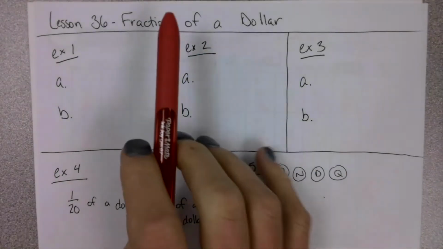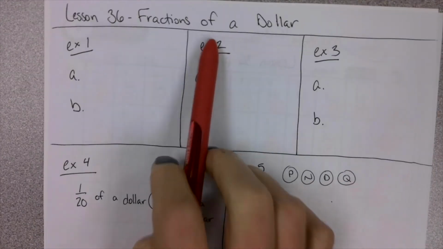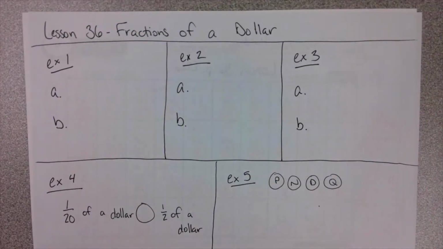Class, today you will learn about how to find fractions of a dollar. Okay, so let's think about what we know about dollars already. We know that there are 100 pennies in a dollar. We also know that there are 20 nickels in a dollar.